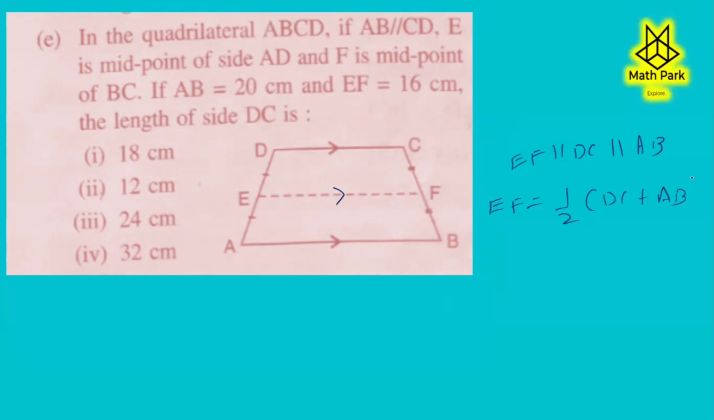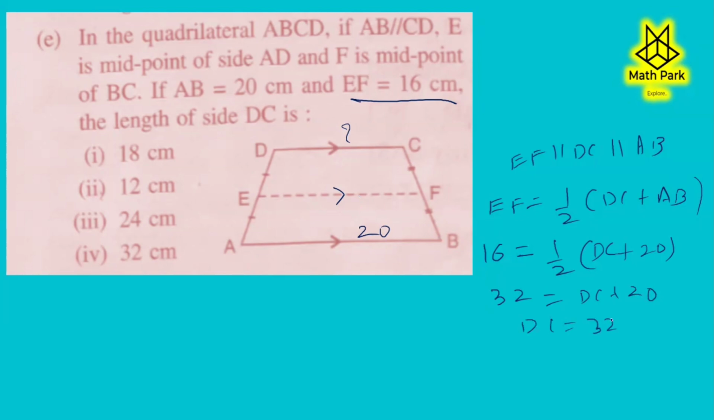Okay, let us substitute the values. EF is given to you as 16, which is equal to half of DC plus AB, where DC is what you have to find out and AB is 20. So you get DC plus 20. This 2 goes here, 32 is equal to DC plus 20. 20 moves here. You get DC is equal to 32 minus 20, which is 12 centimeter. Got it? So you have done all the MCQs of this chapter.